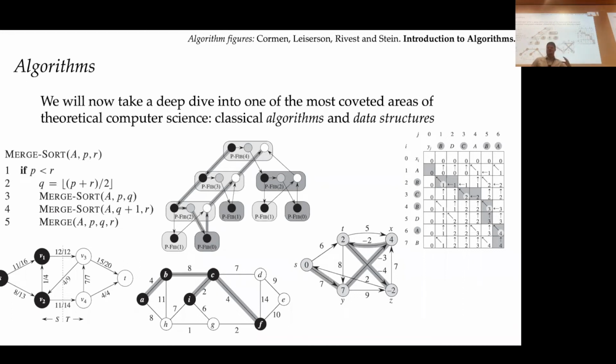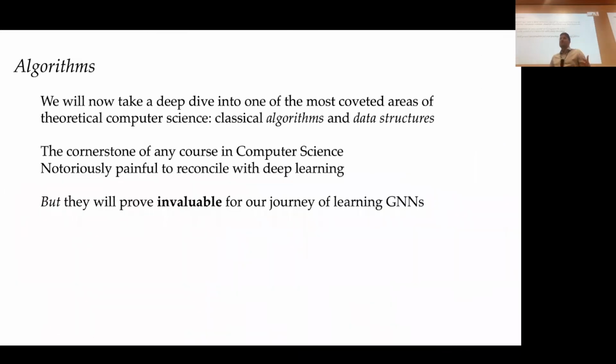We will now take a deep dive into one of the most coveted areas of theoretical computer science, classical algorithms and data structures. So for those of you who have a computer science background, you might have come across things like this: sorting, searching, pathfinding, data structures, and so on and so forth. Why are these quite useful? Well, for the computer scientists in the room, you will know it's the cornerstone of any course of computer science. So it gives you a mathematical and computational toolkit that you can use to talk about any kind of reasoning computation there is.